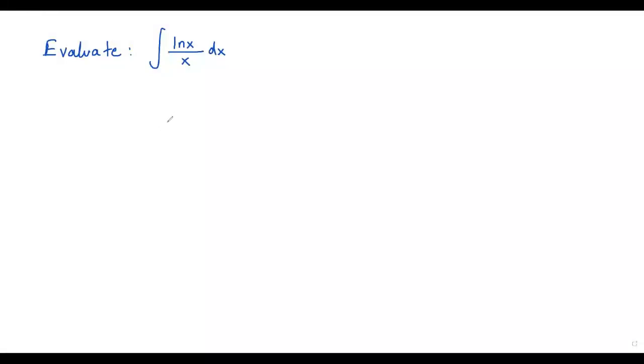Here we have a problem on integration. That is, we have to integrate the function natural logarithm of x over x with respect to x. Okay, I'm going to use the method of substitution to evaluate this integral.